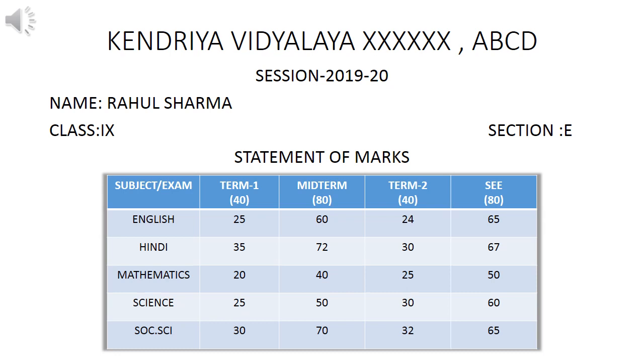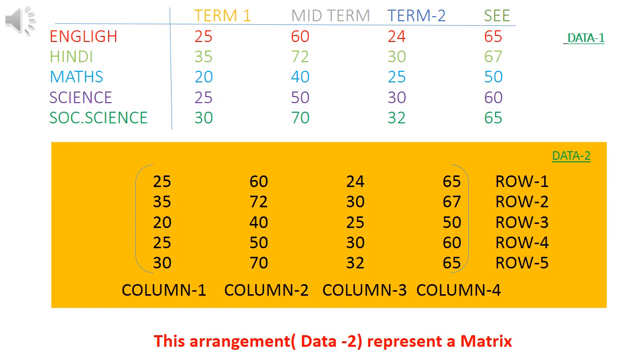Here we arrange the subject and marks of different examinations. Now tell me how subjects are arranged. They are arranged in rows and marks of different exams are arranged in columns. So we can arrange the above information as which is in data 1. If we only take the values of data 1, we get what is in data 2.